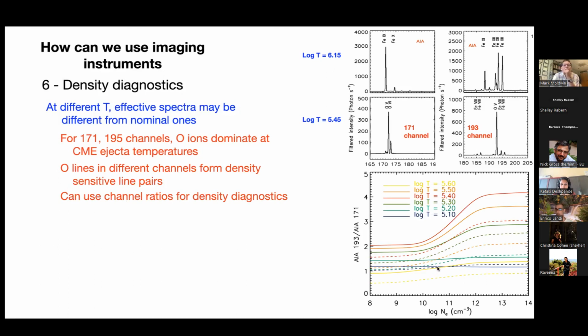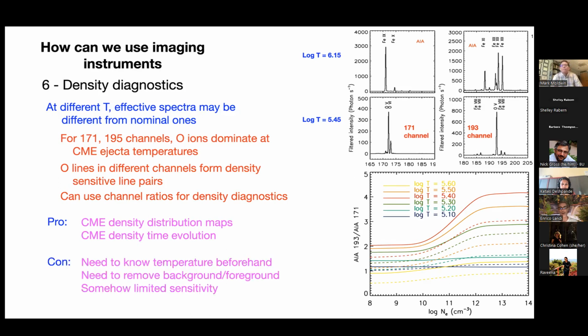This is what this channel ratio looks like as a function of the electron density. And between 5.3 and 5.5 in log T, you can actually measure the electron density and make density maps of the ejecta of CMEs. The pros: well, you have CME density distribution maps, and again, you can do time evolution of this density, which would be great for models.